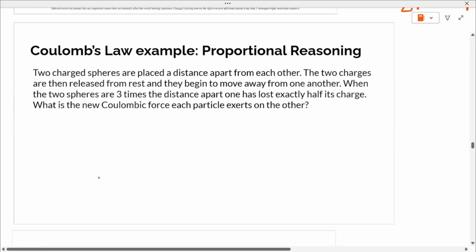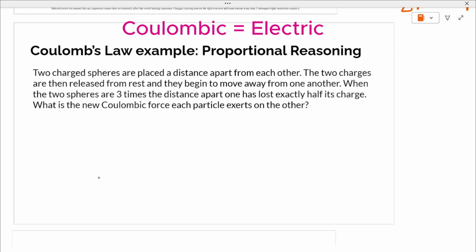Now on to a proportional reasoning example. Two charged spheres are placed a distance apart from each other. The two charges are then released from rest and they begin to move away from one another. When the two spheres are 3 times the distance apart, one has lost exactly half its charge. What is the new Coulombic force each particle exerts on each other compared to the original force?